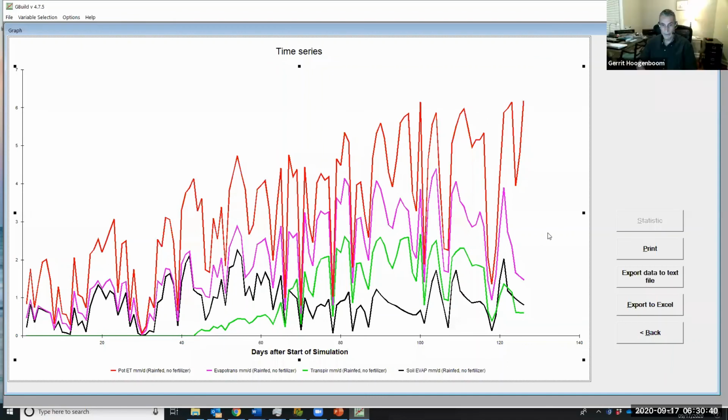Also, the leaf area index of the high nitrogen plant is much larger than a low nitrogen plant.